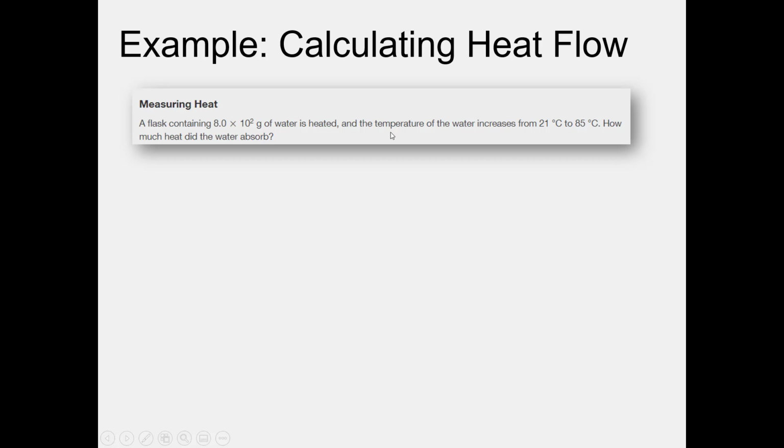The second thing to notice is that the temperature of the water increases from 21 degrees Celsius to 85 degrees Celsius. And we're only interested in how much heat did the water absorb when it went from this temperature to that temperature. So what we have is the mass of a sample, and we know what the sample is, and we know how much the temperature changed, and we're asked how much heat did the water absorb. So notice absorbing heat is going to be a positive Q by convention. The positive Q means the heat is going into the system.